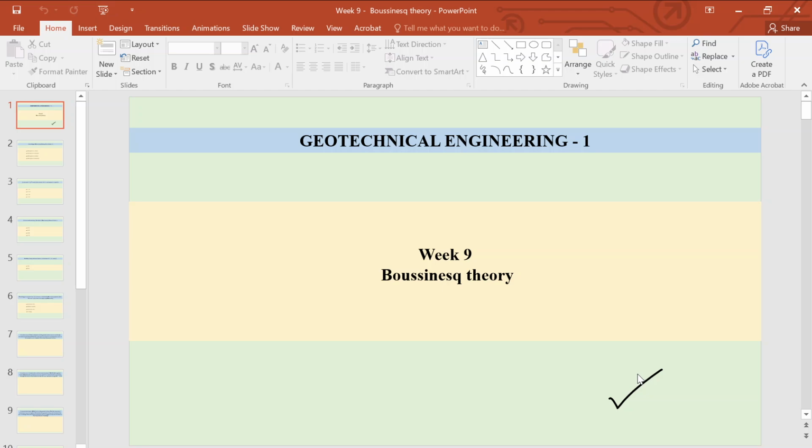Yes, so good evening everyone. This is the ninth live discussion session of the course Geotechnical Engineering 1. The topic of today's discussion is Boussinesq theory. This is with respect to the stress distribution on the surface.